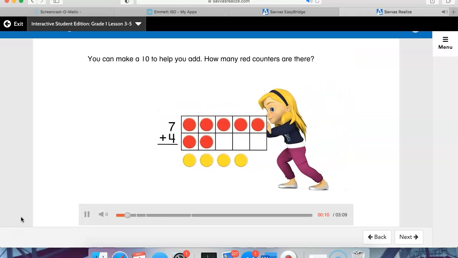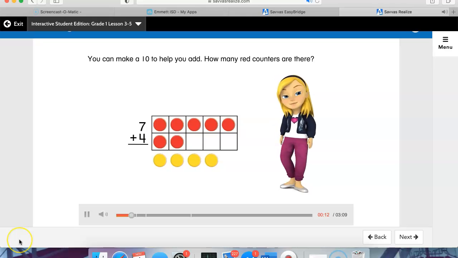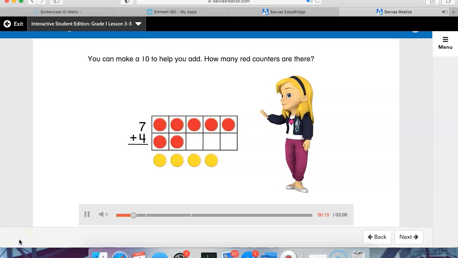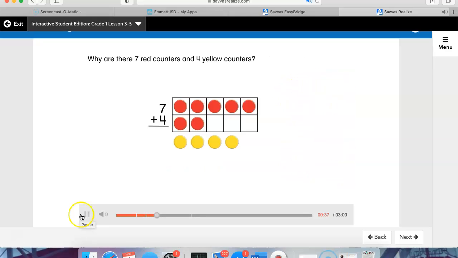You can make a 10 to help you add. How many red counters are there? Why are there 7 red counters and 4 yellow counters? The addition problem is 7 plus 4. The red counters are the 7 in the addition problem. The yellow counters are the 4 in the addition problem.